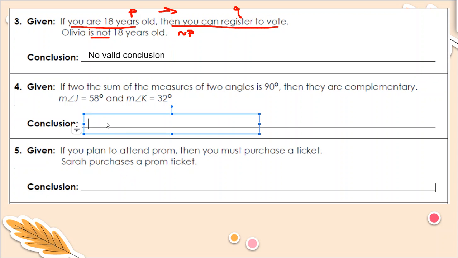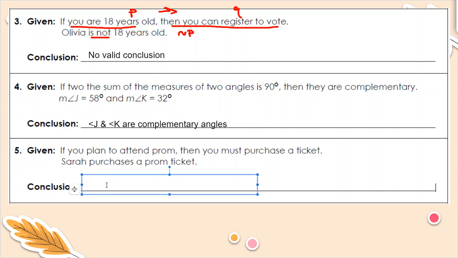Okay, so you should have come to the conclusion for 4 that angle J and angle K are complementary angles. And for 5, that is a no valid conclusion. For this one, the sum of the measures of two angles is 90. So we have two measures that sum to 90, then they are complementary. And here we've been given two angles whose sum is 90 degrees. So we're able to draw the conclusion that they are complementary.